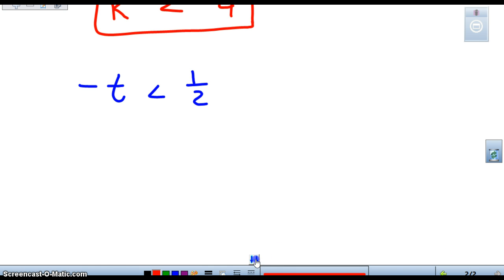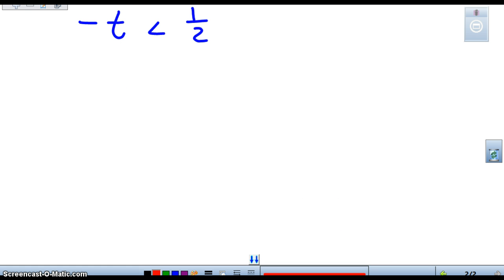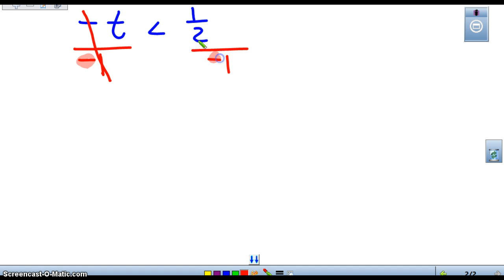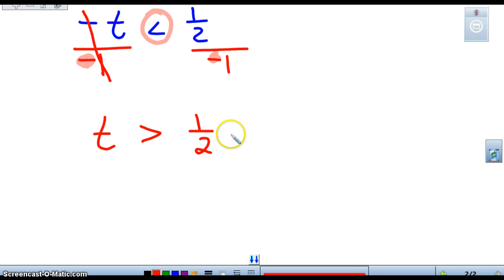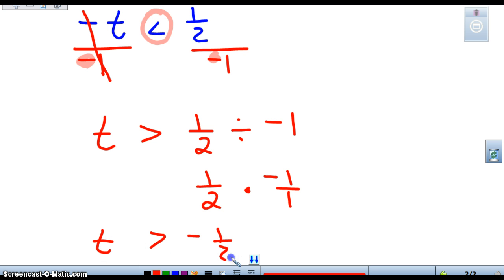We have to solve negative t is less than 1/2. What do we have to do here? Divide by -1. We need to get rid of that negative. What you do to one side, so 1/2 divided by -1. What happens when you're dividing by a negative? You have to flip the sign, or reverse the sign. So that means t is greater than or equal to 1/2 divided by -1. And what does this mean? 1/2 times -1 over 1, because the reciprocal of 1 is what? 1 over 1. So that means t is greater than -1/2.